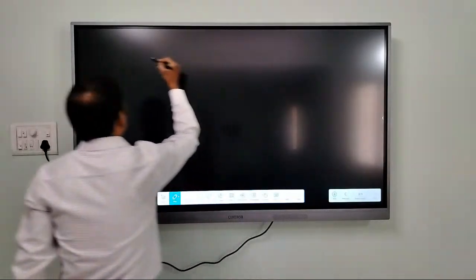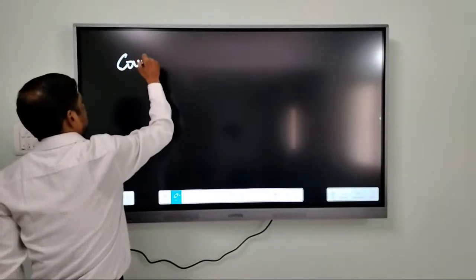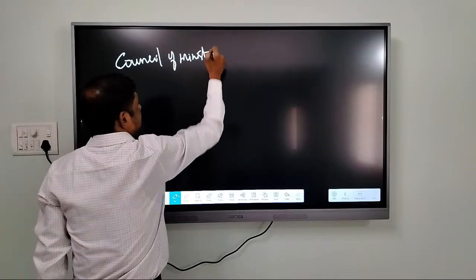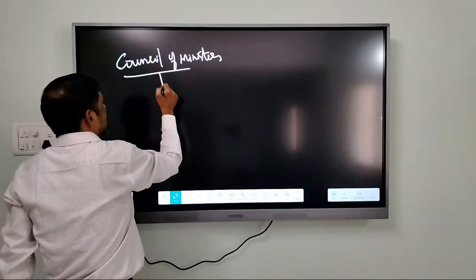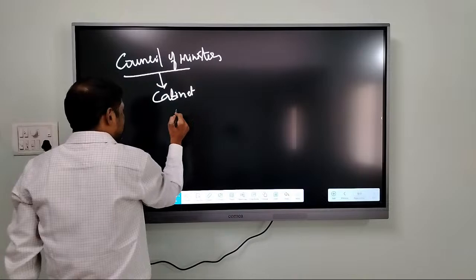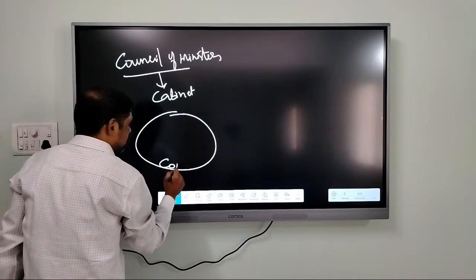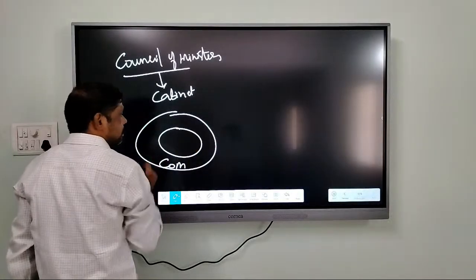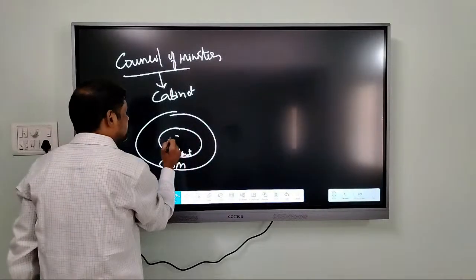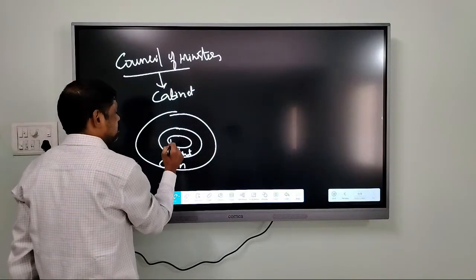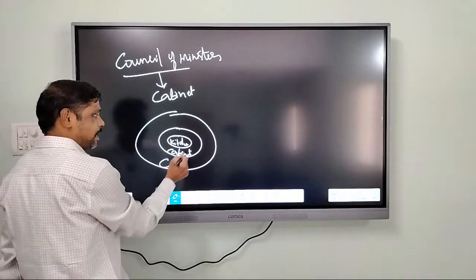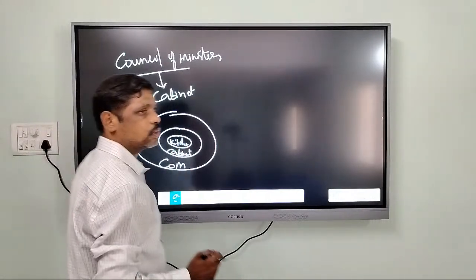So there is a cabinet. If you take this council of ministers, in this council of ministers we have the cabinet, all right? So if this is the council of ministers, this is the cabinet, and there is a cabinet within the cabinet which is called the kitchen cabinet. So normally we have council of ministers, we have cabinet, and we have kitchen cabinet, also called core cabinet.